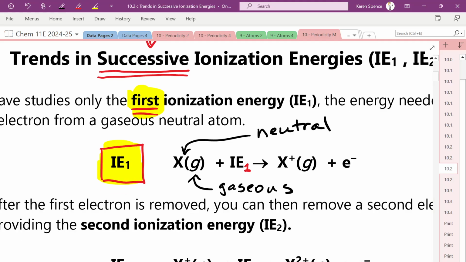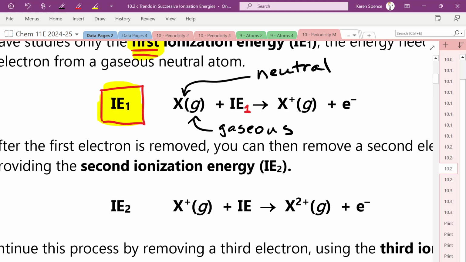And then we would have our second ionization energy where we take the +1 ion and we add ionization energy 2. It's going to require a different amount. Yes?